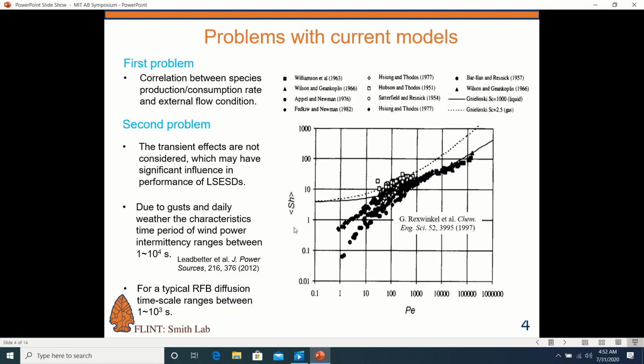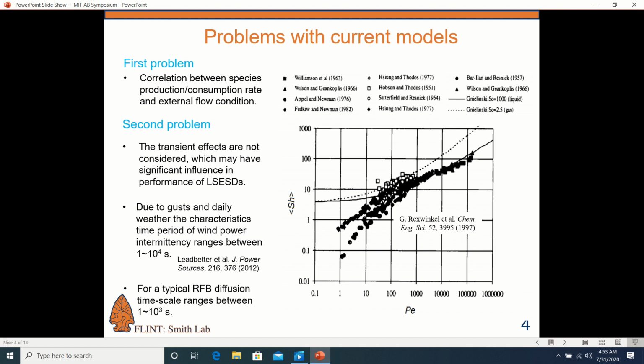And those models have two problems. The first problem is that when people use continuum modeling, they assume some kind of correlation between the production and consumption rate of a species and the external flow condition. That is actually the Sherwood number and Peclet number correlation. These are different experimental data shown here, and you see that these correlations vary by orders of magnitude. And people use different kinds of correlations based on their choice. So that is one problem.